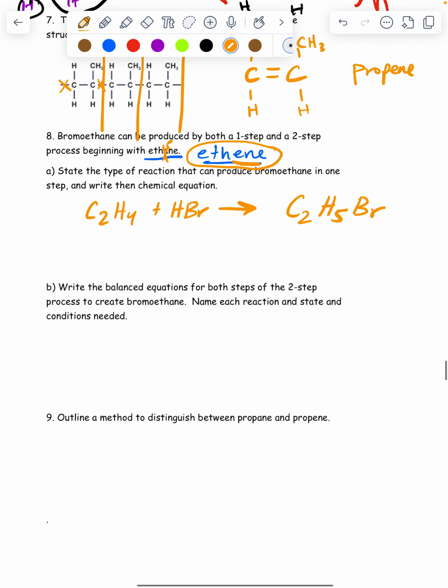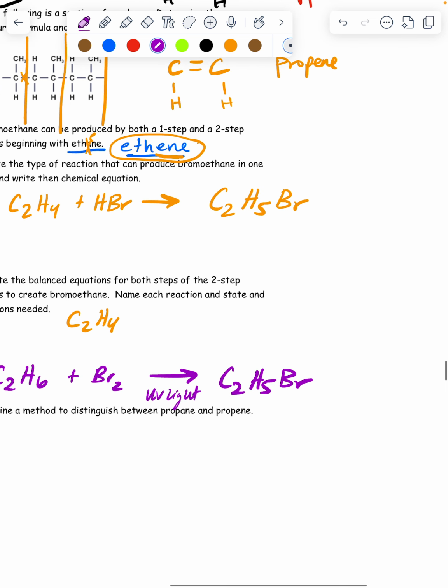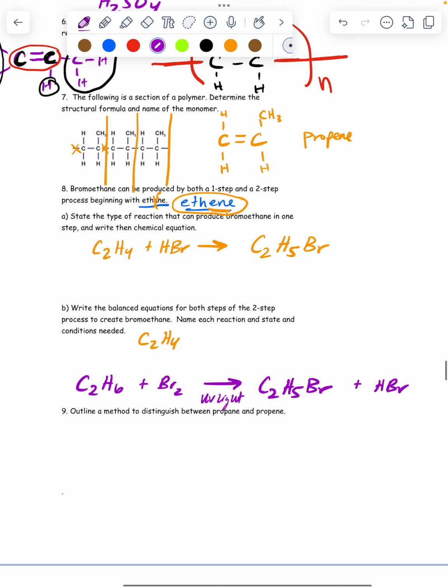If you're going to do it in 2 steps, then you're still going to start with an addition reaction. The other way that we know how to make halogenoalkanes is via free radical substitution. Free radical substitution starts with alkanes, so I would be starting here with C2H6 and adding Br2 plus some UV light, and I would make C2H5Br plus HBr, plus maybe some other byproducts, but that's sort of the overall reaction they'd expect you to know.